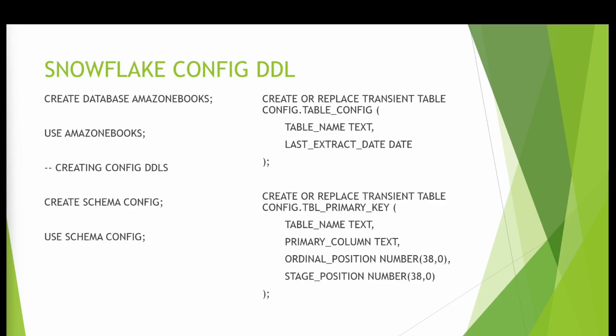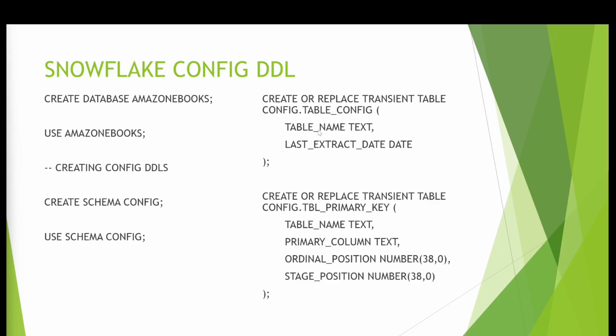As I said in earlier slides, for the implementation of incremental load, I have used a metadata driven approach. In Snowflake, I have created a config schema inside the Amazon Books database. There is a table named table config inside the config schema which contains the columns table name and last extract date. Whenever a data ingestion happens, we update the table config. There is an entry for every table that is ingested in this database.